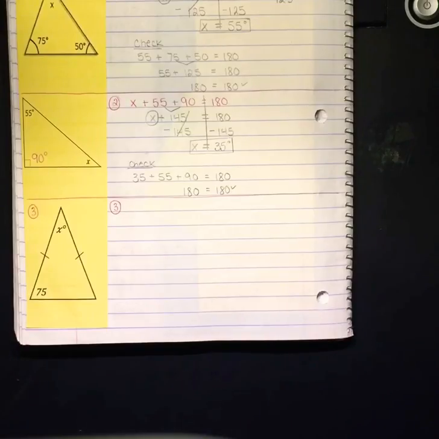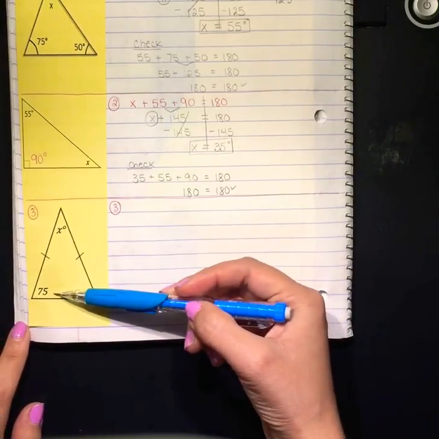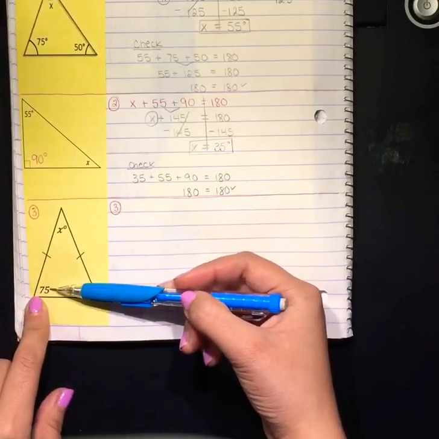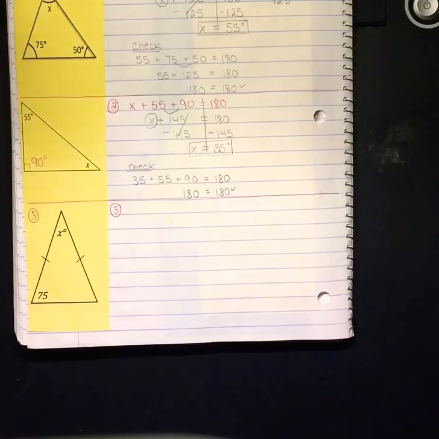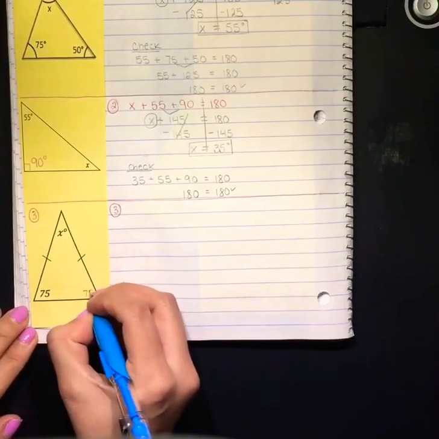Now, what's the problem with number 3? Anna? There's only one number. We know 75. We don't know x. And do we know what this is? No. But what do you think about the shape? Shanice? I think since it's a triangle, both these sides will be 75. So you're right. Both of these sides are 75.